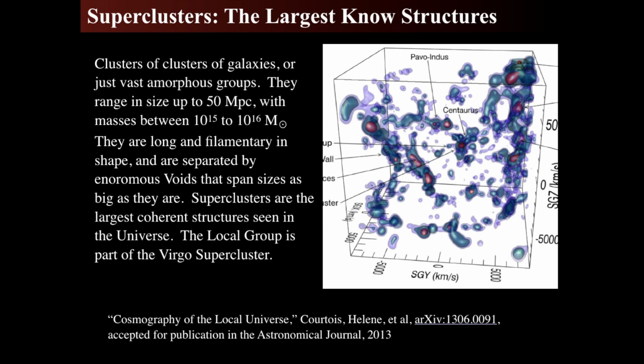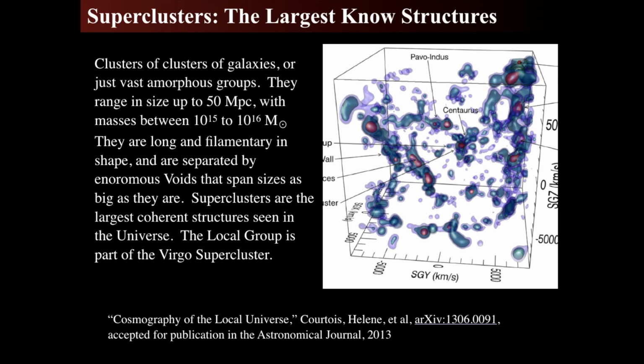And they tend to be long filamentary structures separated by enormous voids that span sizes as big as they are. Now, superclusters are dominated, inside of the clusters themselves, by mostly empty space, because it is filled with dark matter and X-ray emitting gas, right?